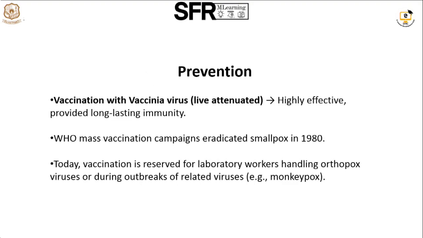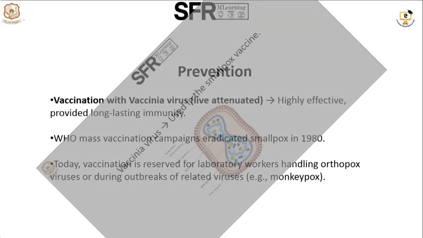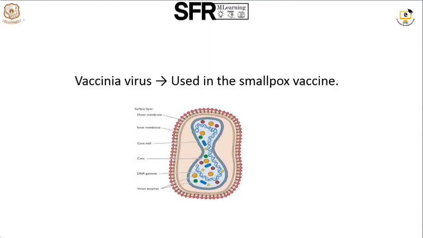Prevention is by vaccination with the vaccinia virus, a live attenuated virus, which is highly effective and provides long-lasting immunity. WHO mass vaccination campaigns eradicated smallpox in 1980. Today, vaccination is reserved for laboratory workers handling orthopoxviruses or during an outbreak of related viruses, that is, the smallpox virus. Coming to the vaccinia virus, which was used as the smallpox vaccine in the eradication.